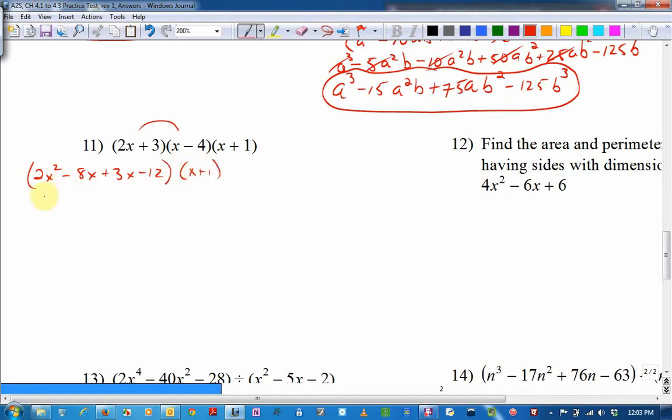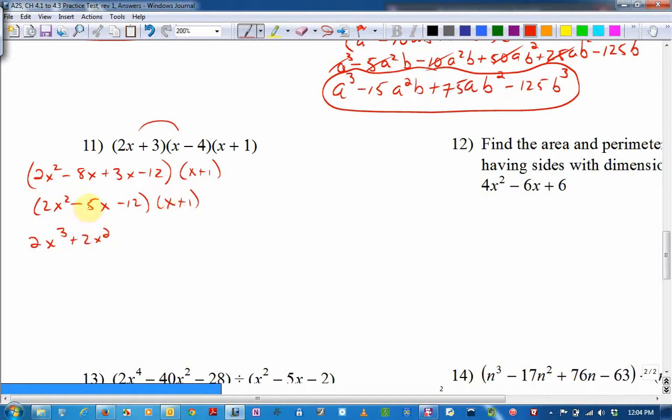So let's simplify the first term. 2x squared minus 5x minus 12 times x plus 1. So 2x squared times x, that will be 2x cubed. 2x squared times 1 would be plus 2x squared.